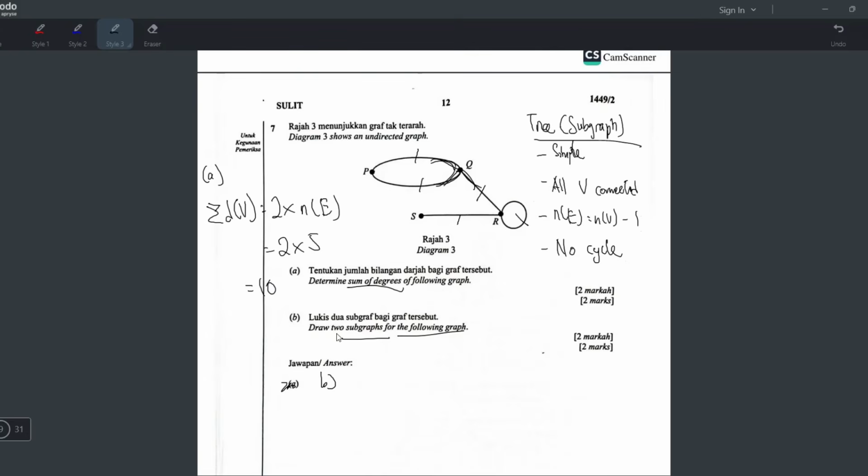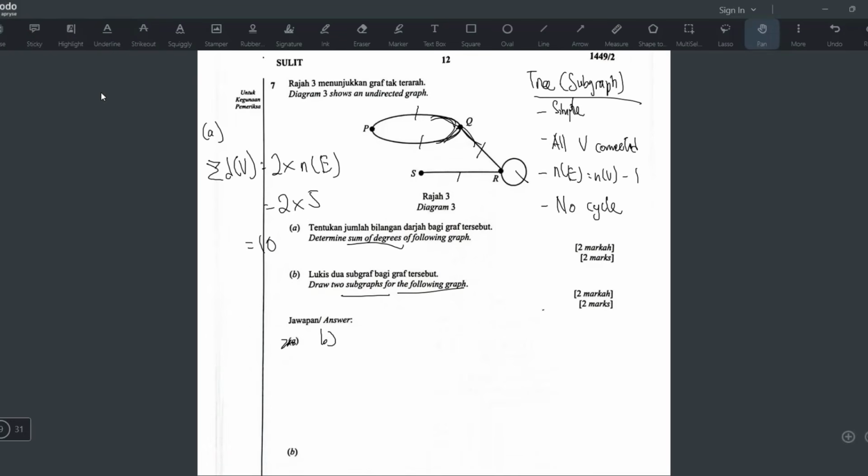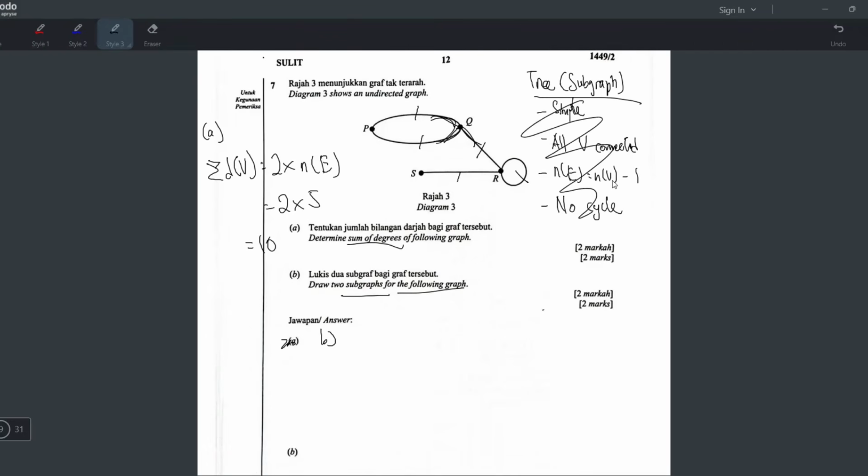But this question never asked you to draw a tree. They asked for 2 subgraphs. So you don't have to worry about these 4 characteristics because they are not asking you to draw a tree. For a subgraph, you just have to make sure the graph you draw is part of the graph, or the whole graph also can. Okay, I'll just draw part of the graph. So I think I'll just draw this line right here, B to Q.